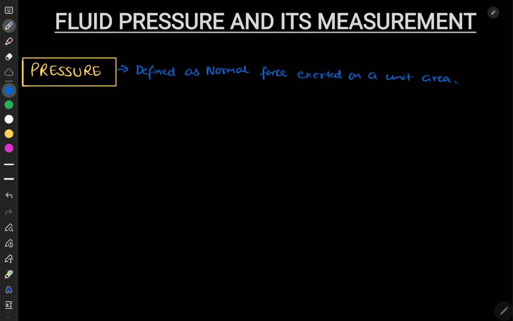So we can write our pressure P is equal to dF by dA, where dF is your force acting on an infinitesimal area dA, on a very small area dA.